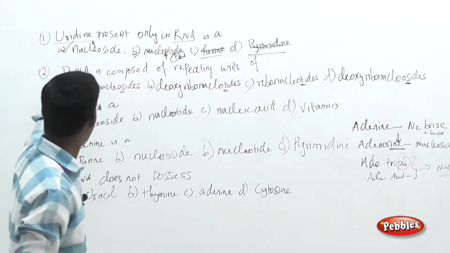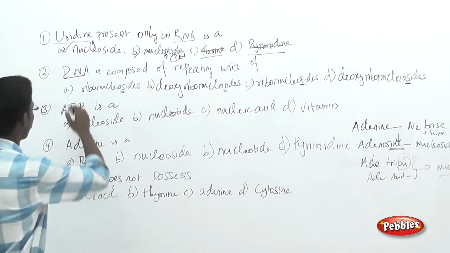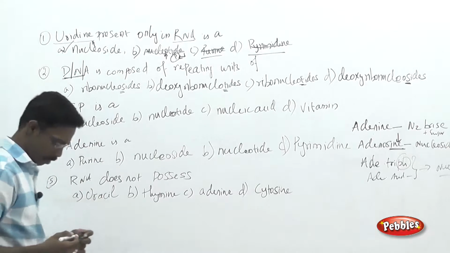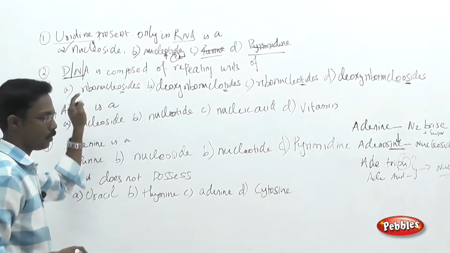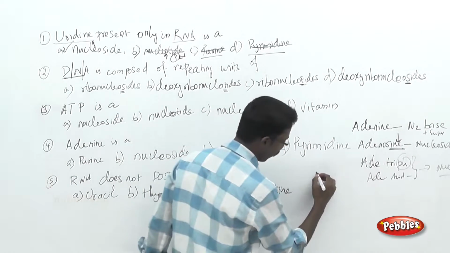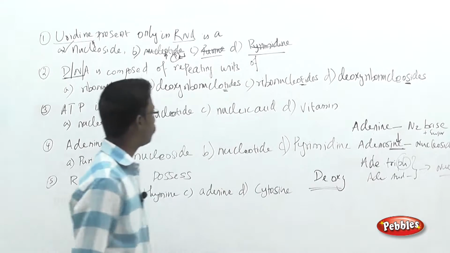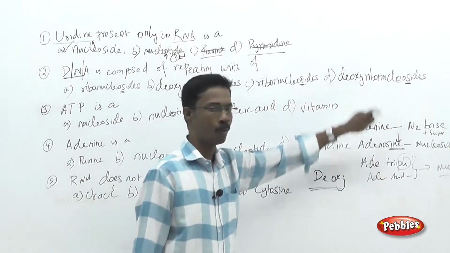Okay, so DNA refers to deoxyribonucleic acid. So the point you have to remember over here, the major difference between these two, is the presence or absence of the deoxy sugar. So the answer must be one among these two, deoxyribonucleotide or deoxyribonucleoside.